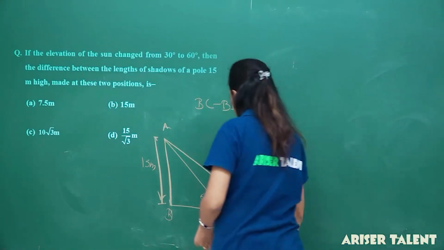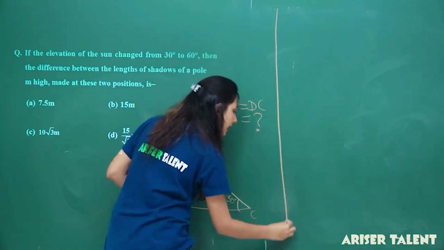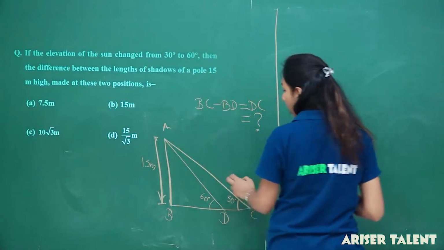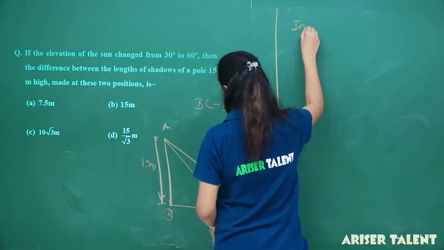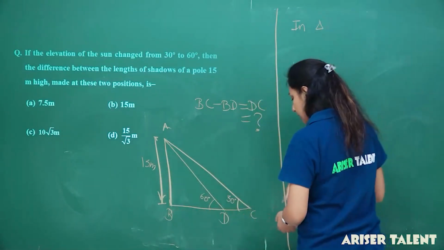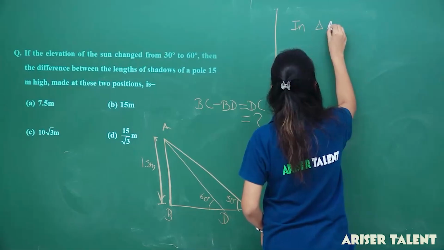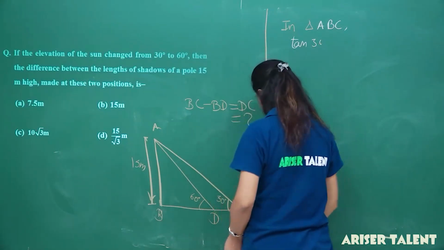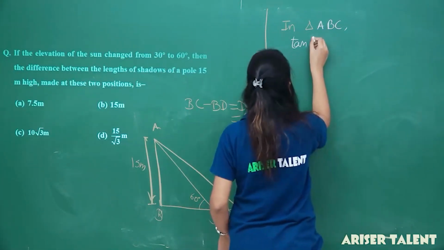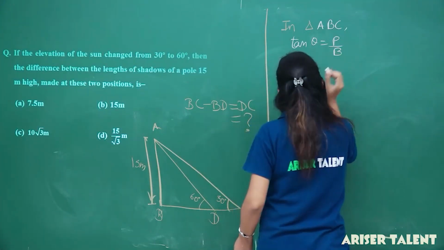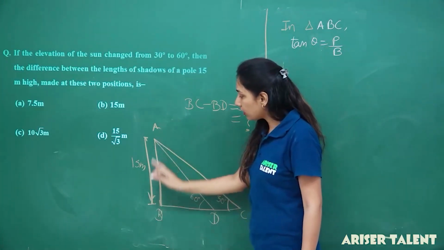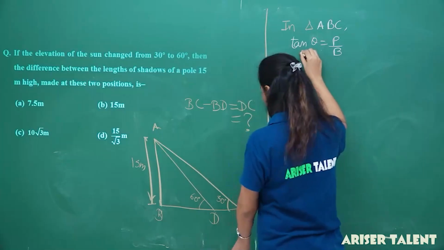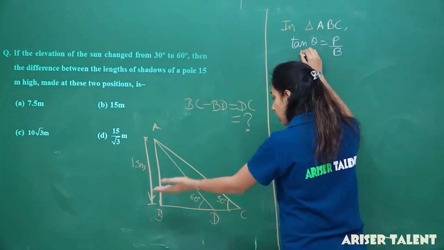Now, I have made that kind of triangles in my diagram, so I can easily relate it with trigonometric ratios and then find the answer. Now again, in triangle ABC, tan of theta will be equal to what? Perpendicular upon base. I am taking tan theta because I have to work only with the base and perpendicular. There is no use of the hypotenuse, so I am leaving it. I am taking the trigonometric ratio in which I'll have the perpendicular and the base.